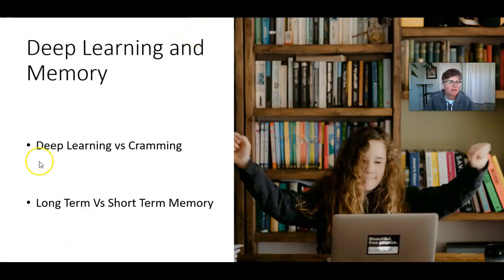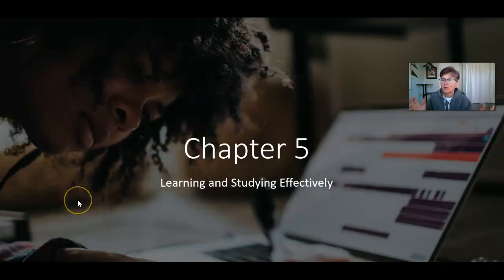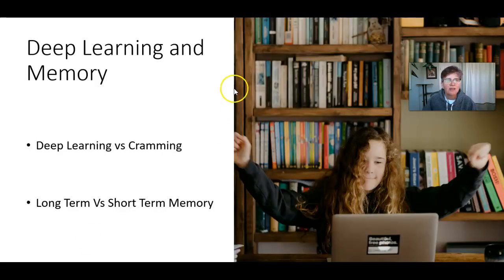So today we're going to be talking about, let me go back to my first slide. We're going to be talking about Chapter 5, which is Learning and Studying Effectively. So in the chapter, it talks about deep memory and learning, and we're talking about deep learning versus just cramming or being sort of what we also call a surface learner. We're going to get to that in a second.